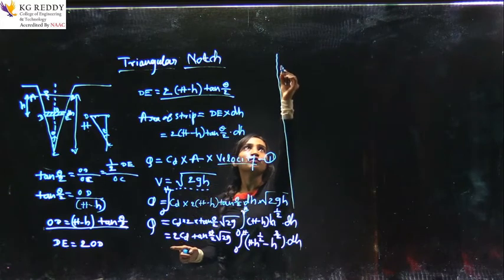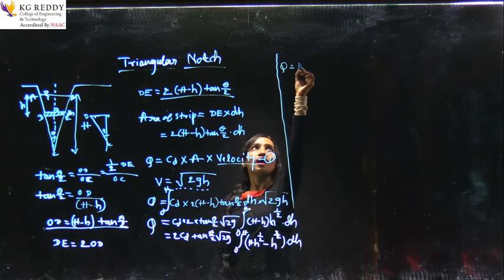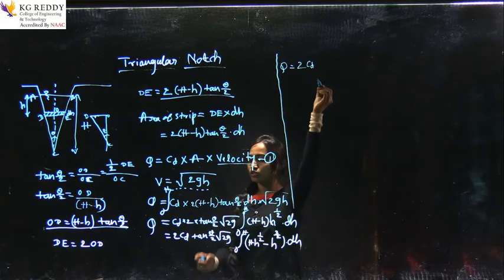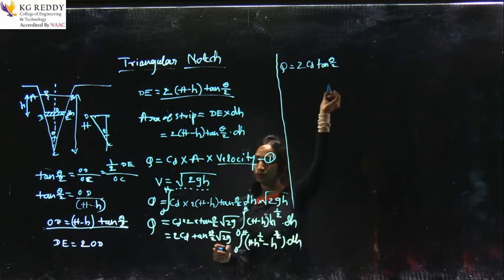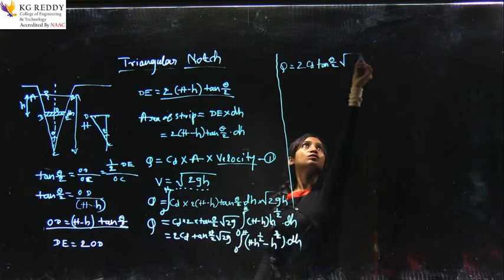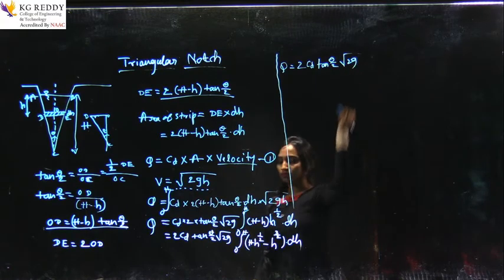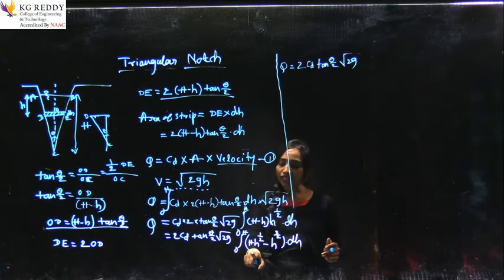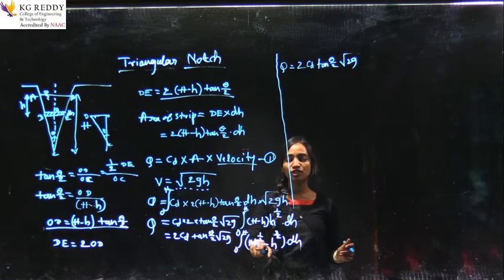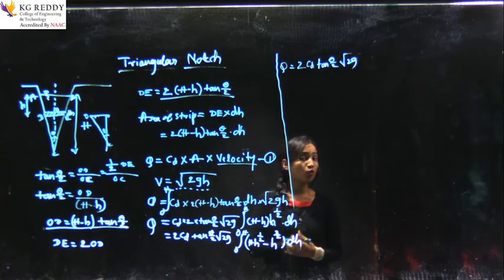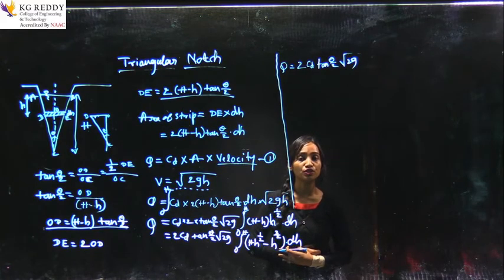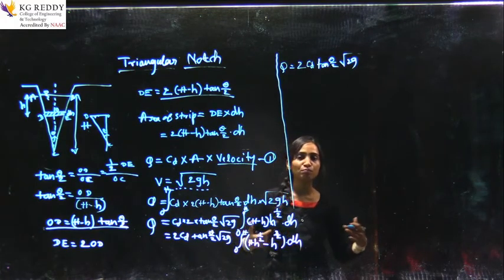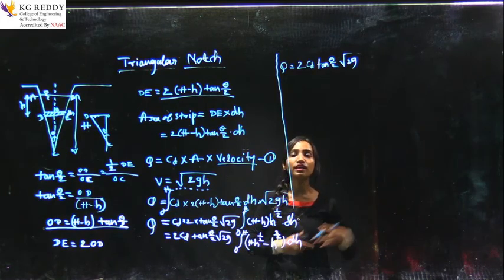So, 2CD tan theta by 2 into square root of 2g is the constant term, I am writing it as it is. Now, the integration of H into h raised to 1 by 2. So many of you are struggling with integration and differentiation. This is the first time I will explain briefly, and you should carry this into the next classes.